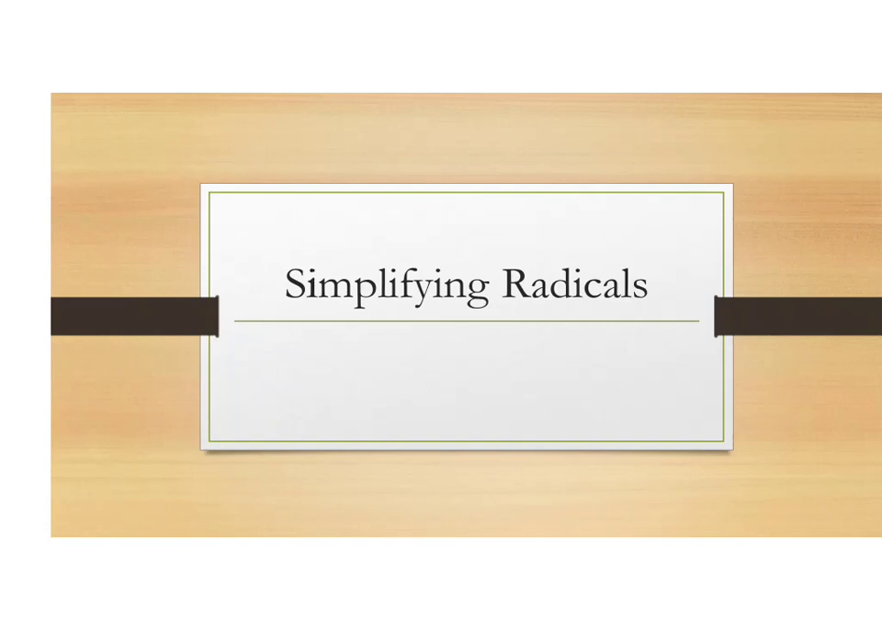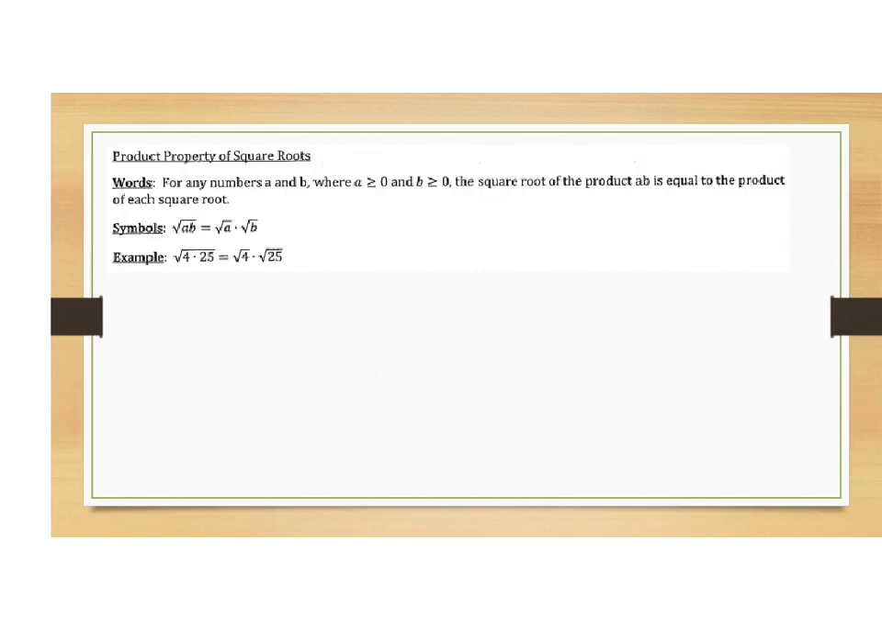Today we're going to look at simplifying radicals. So the product property of square roots. It says for any numbers a and b where a is greater than or equal to 0 and b is greater than or equal to 0, the square root of the product ab is equal to the product of each square root. So that's just saying you can multiply the numbers together and then take the square root, or you could take the square root of each number and then multiply and you're going to get the same thing.